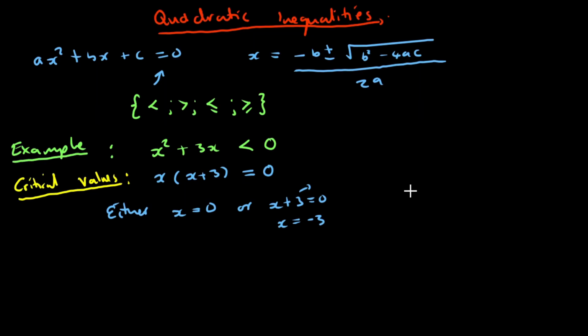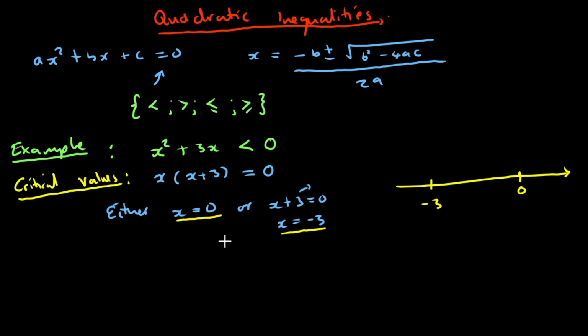You are going to draw a number line. On that number line, the smallest of the critical values goes to the left. You have 2 critical values, x is equal to 0 and x is equal to -3. Which one is the smallest? Of course, -3 is the smallest, and 0 is the biggest. It comes right here, 0.